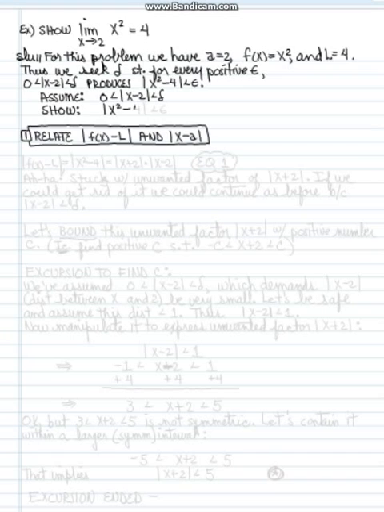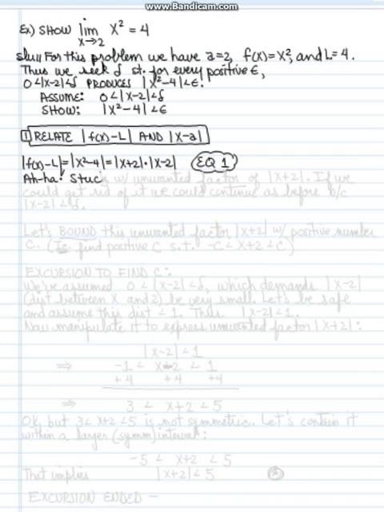Step 1, we're going to relate the absolute value of f of x minus L and the absolute value of x minus a, and that's going to help us find an appropriate delta. Well, the absolute value of f of x minus L is equal to the absolute value of x squared minus 4 in this case, which factors as the absolute value of x plus 2 times the absolute value of x minus 2. That's our equation 1. We'll come back to it.